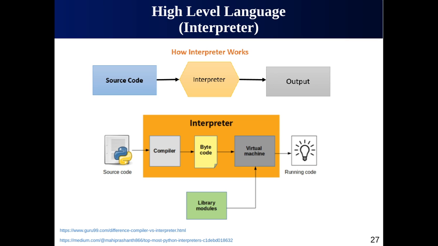In the second figure, we have the same thing but in a more detailed way. We have the source code and we have the running code. The interpreter will work in different steps: it will do the compilation, then it will create the bytecode which will run on a virtual machine, with support from external library modules. I will talk more about the second figure in the next lecture, when we will be talking about the different features of the Python language.